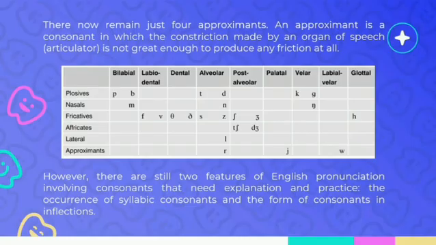There now remain just 4 approximants. An approximant is a consonant in which the constriction made by an organ of speech is not great enough to produce any friction at all. However, there are still 2 features of English pronunciation involving consonants that need explanation and practice: the occurrence of syllabic consonants and the form of consonants in inflection.